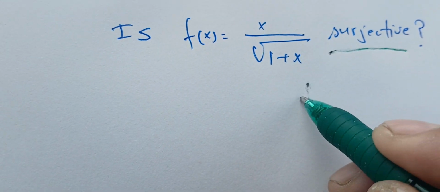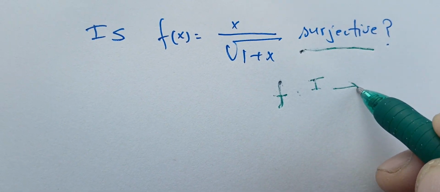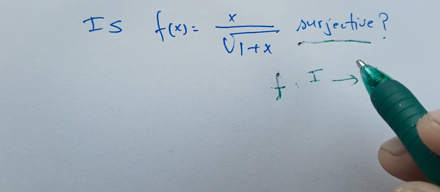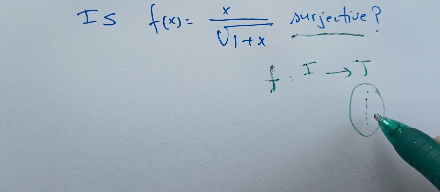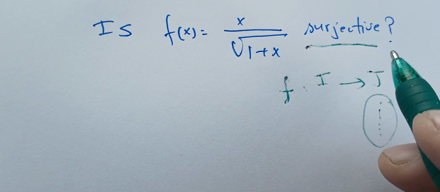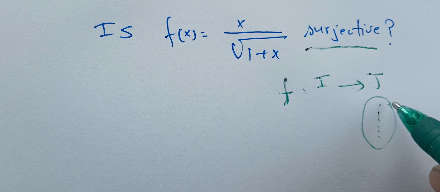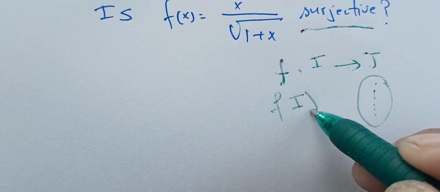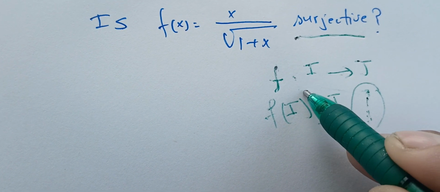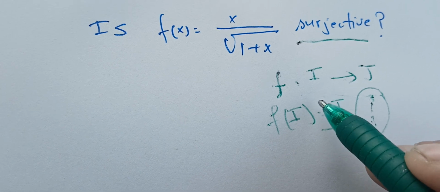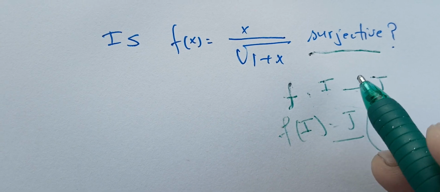Remember that we have, in general, a function defined from some set I into some set J, and we say that f is surjective if every element here gets hit by some element from the set I. Or we can say that the image of I is J. So that means every element here has a pre-image, or all the elements here get hit by some element of I that we call x.